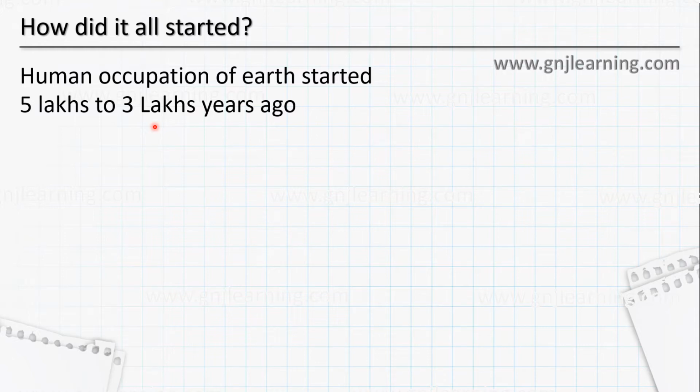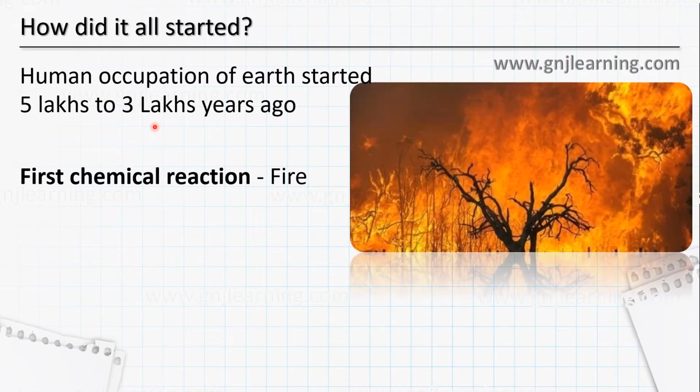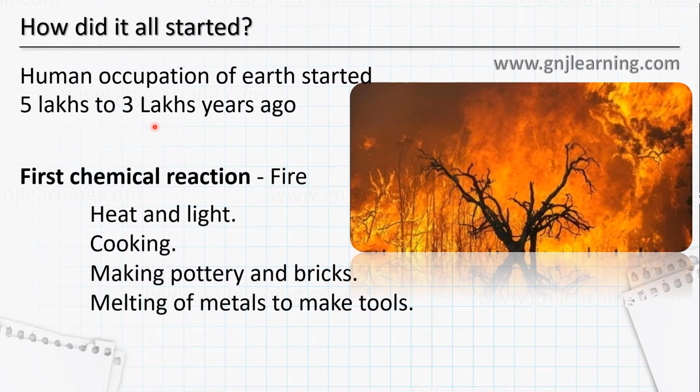Most probably the very first reaction humans might have used is fire, and they might have discovered this fire from forest fire or wildfire that might be caused due to lightning in the forest. And there is evidence that the early humans used this fire to generate heat and light, and for cooking, then for making pottery and bricks, melting of metals to make tools. Ancient humans were using fire for all these things, and these all involve reactions.